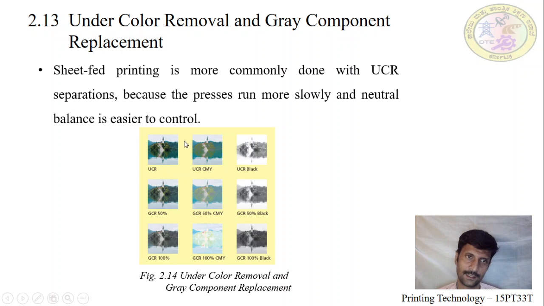Let us see the figure. One is undercolor removal, replacing CMY with black ink. Similarly, in GCR, gray component replacement, CMY is replaced to get the black of the gray component replacement. To reduce 50% of CMY, we have to add 50% of black. Clear, students?